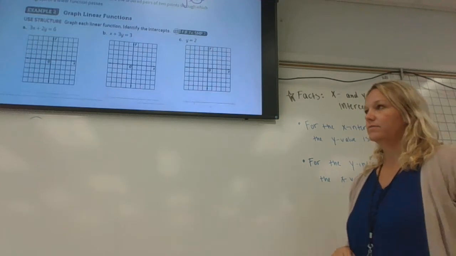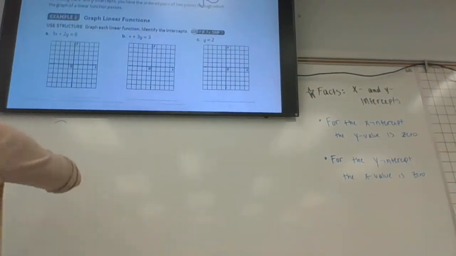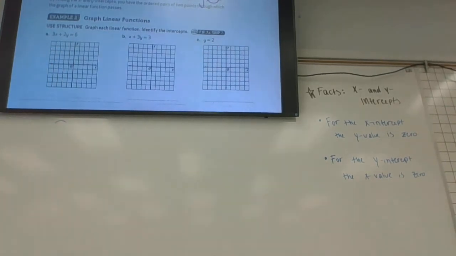So when we come across a problem like this, it is a linear equation. It has x and y in it. Standard form linear, ax plus by equals c. There's a process to find intercepts. We don't have a table like we did for our word problems.